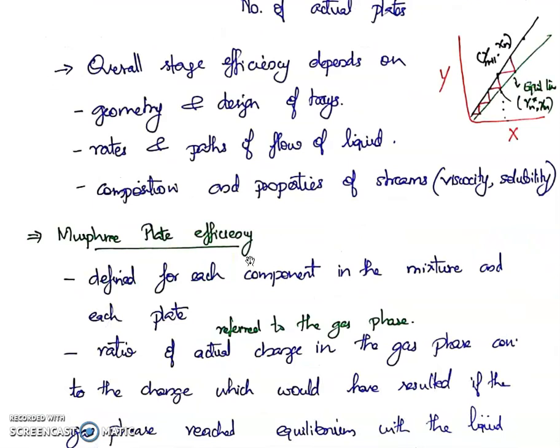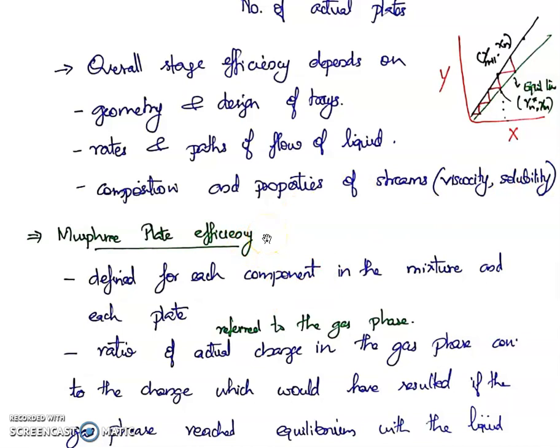There are different ways by which we can define efficiency. We just now defined overall efficiency. Another term is known as Murphree plate efficiency. This is defined for each component and each plate. So here we are going to define an efficiency term for each of the plates.